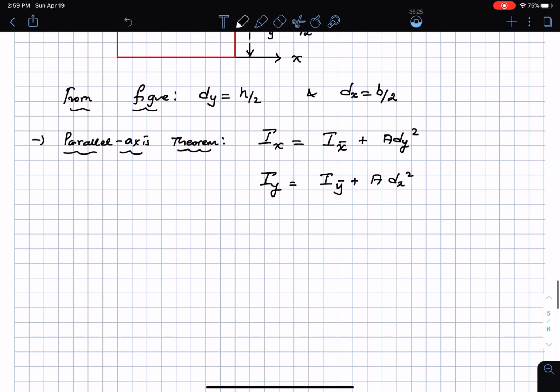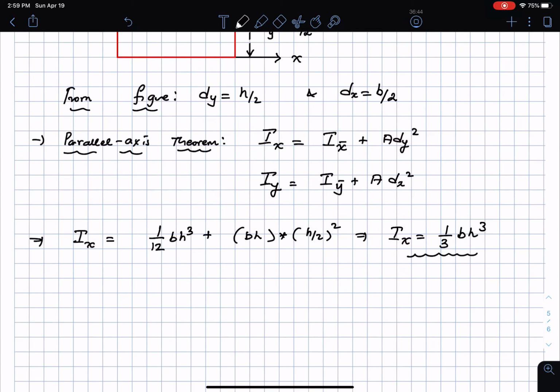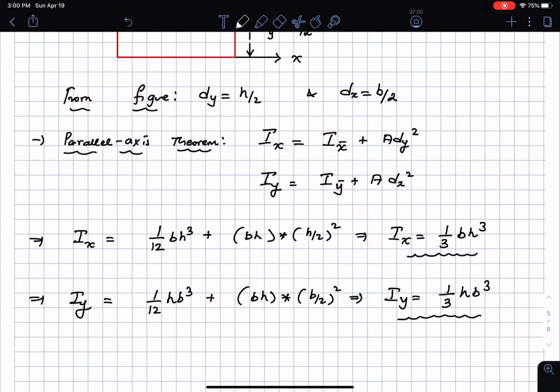There is not much to think about there, which means that if I do the substitutions, Ix is going to be 1/12 bh cubed plus area bh times h by 2 squared, or if we do the simplifications, this is 1/3 bh cubed. And likewise, Iy is 1/12 hb cubed plus the area b times h multiplied by b by 2 squared, or if you crunch these numbers, you'll end up getting 1/3 hb cubed. Okay, this is the application of the parallel axis theorem to find the moment of inertia of a rectangle. So what are the things you need to remember?